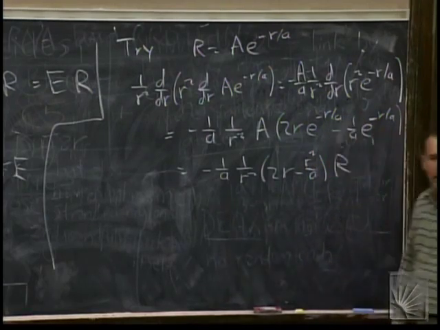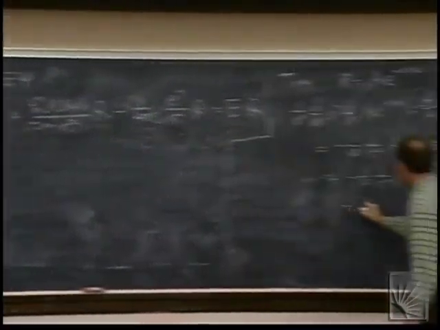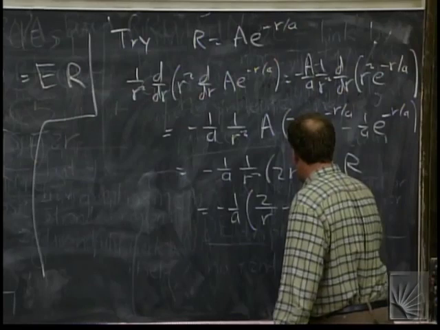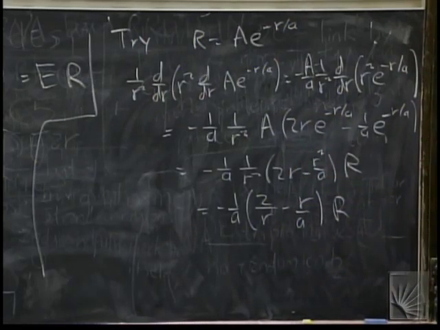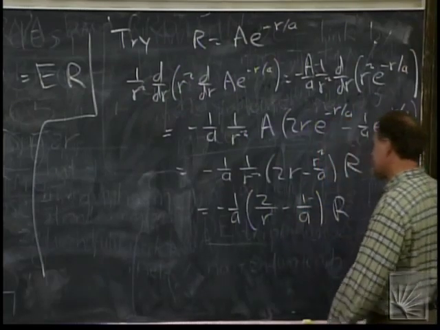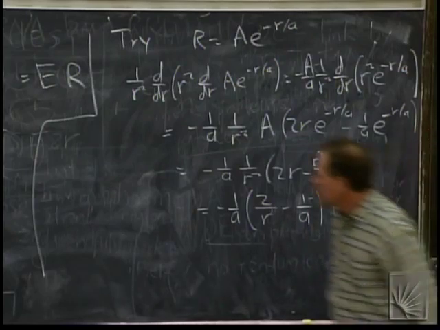Okay? That's what you wanted. So let's plug that into here. I have minus h bar squared over 2m. In fact, ought I to simplify this? Minus 1 over a, 2 over r, minus r over a. Quite simple. And of course, I'm going to have r everywhere. It had to be that way because these had to both have units of 1 over r.